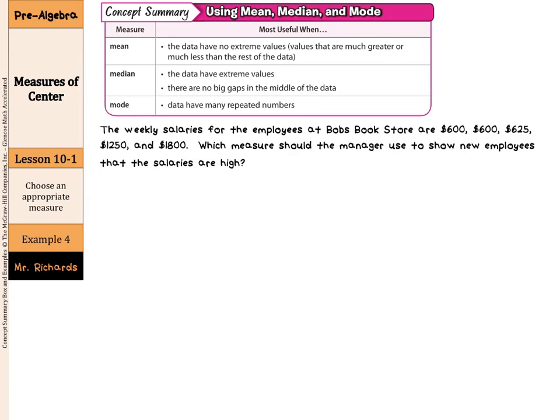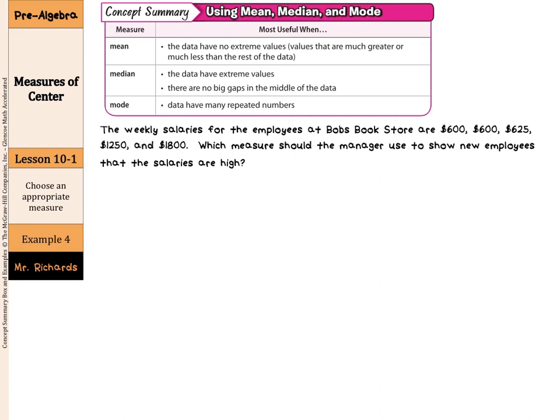The weekly salaries for the employees at Bob's Bookstore are $600, $600, $625, $1,250, $1,800. Which measure should the manager use to show new employees that salaries are high? Well, this is a different type of question. This is almost asking to skew the data, to make it seem like the data is saying something that it's really not. So you almost want to think backwards here.